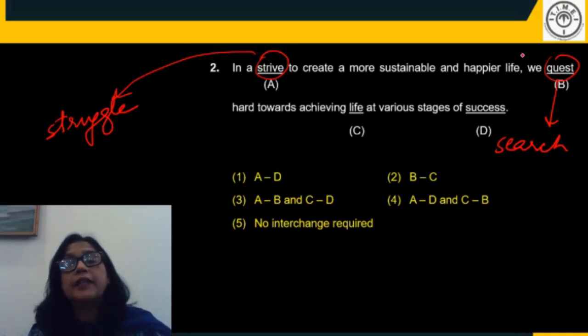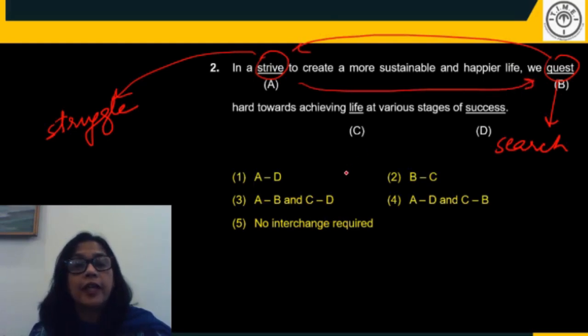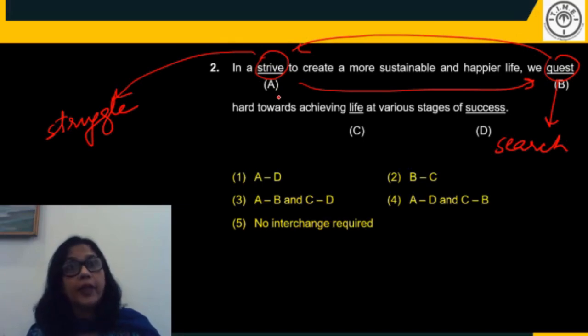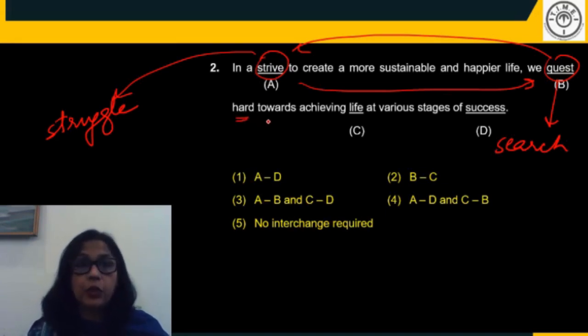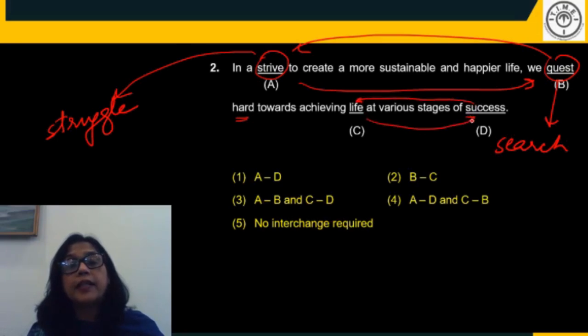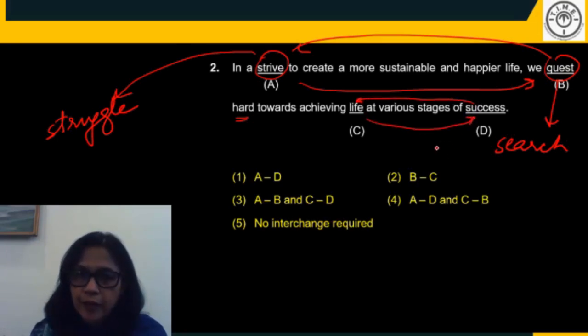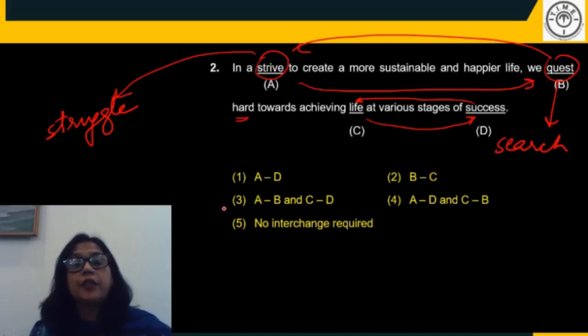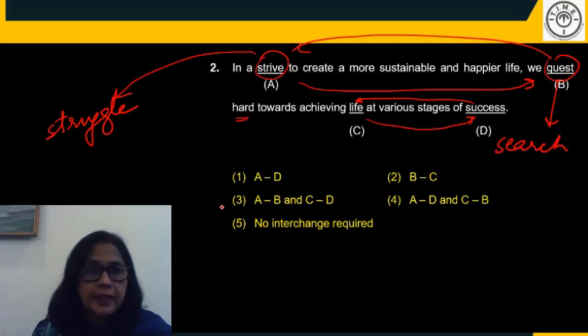So in this particular case, if we interchange these two words, then what will we have? We will have, in a quest to create a more sustainable and happier life, we strive hard. Yes, so this is absolutely correct. Strive hard, the word hard itself is also a clue, towards achieving success at various stages of life. So yes, the correct answer would be A interchange with B and C interchange with D.